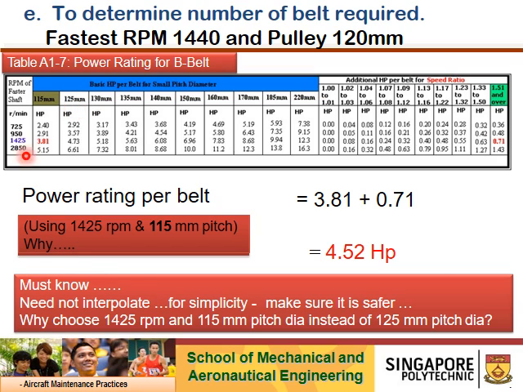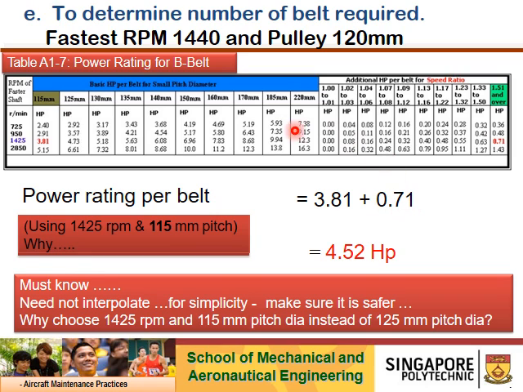So I'll be working on 3 scenarios. In the first example, we will use 115. The next one, we will use 125, and the third is interpolation. The actual method is to interpolate, but the 3 examples will show you why we don't need to interpolate to get the right answer. So for power rating per belt, I choose 1425, and it's 3.81 based on 115 mm small pitch diameter. That's where I obtain my 3.8.